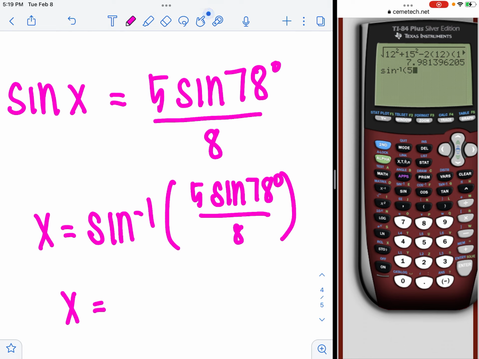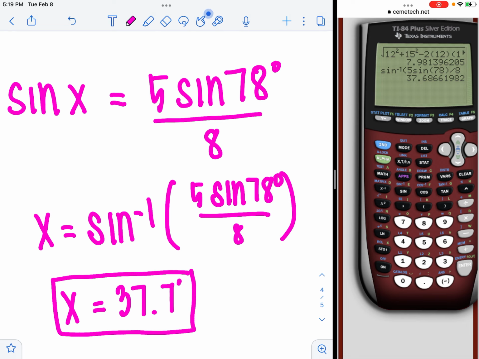Sine inverse, 5 sine 78, close the parentheses on the 78, divided by 8, hit enter. This is an angle measure, so one decimal place. There's a 6 on my screen, but an 8 next to it, so I'm rounding it up to a 7. 37.7 degrees.